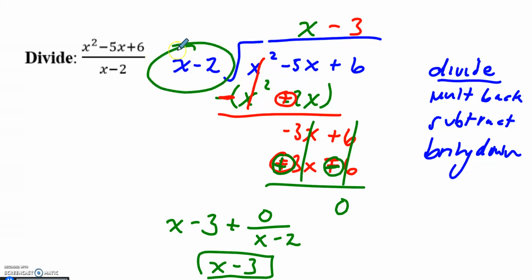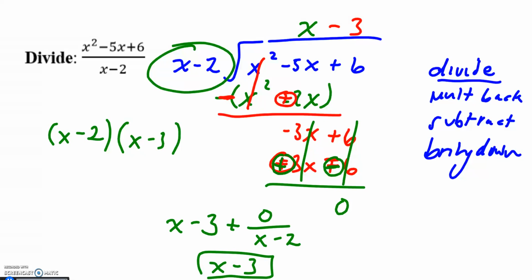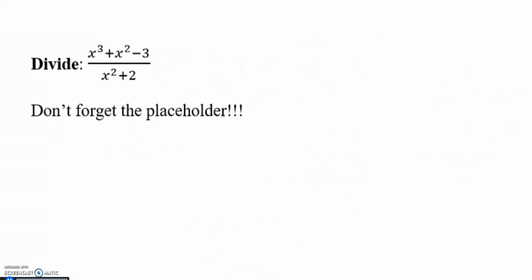Now notice, if I think division, when I divided this polynomial by x minus 2, my answer was x minus 3, which is the same as if we look back at this problem here. So if I try the problem again, a different one.